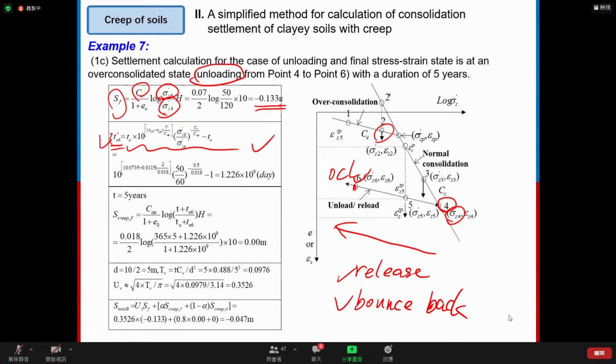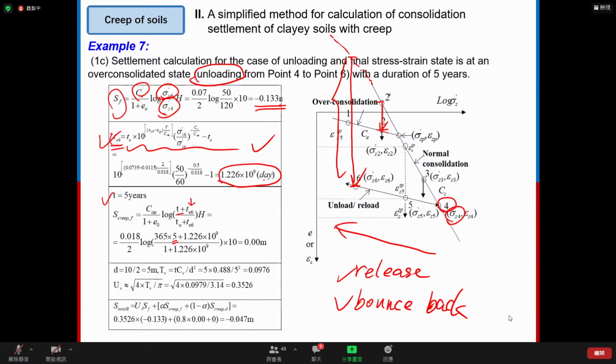So for TE6, we have T here. We just put down the value here. T is equal to 5 years. You can see this value is very, very large, because if we draw back further to the NCL line, the length of this section is much larger than the length of here.